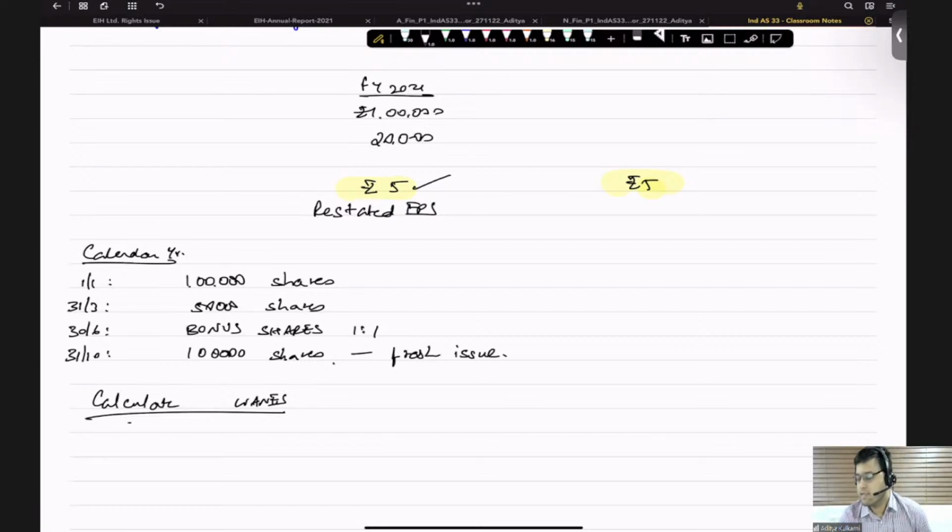Okay, so this is your question. Suppose at the beginning of the year you had 1 lakh shares. On 31st March you had 50,000 shares, a fresh issue. On 30th June, there is a bonus issue, and on 31st October, there is again a fresh issue of 1 lakh shares. So what I want from you is to calculate WANS in this case. Calculate the weighted average number of equity shares. Okay, come on.